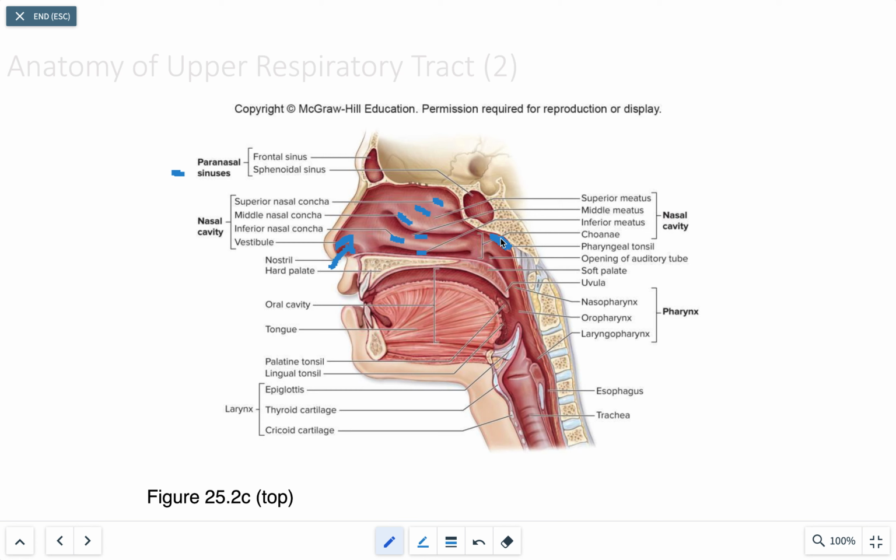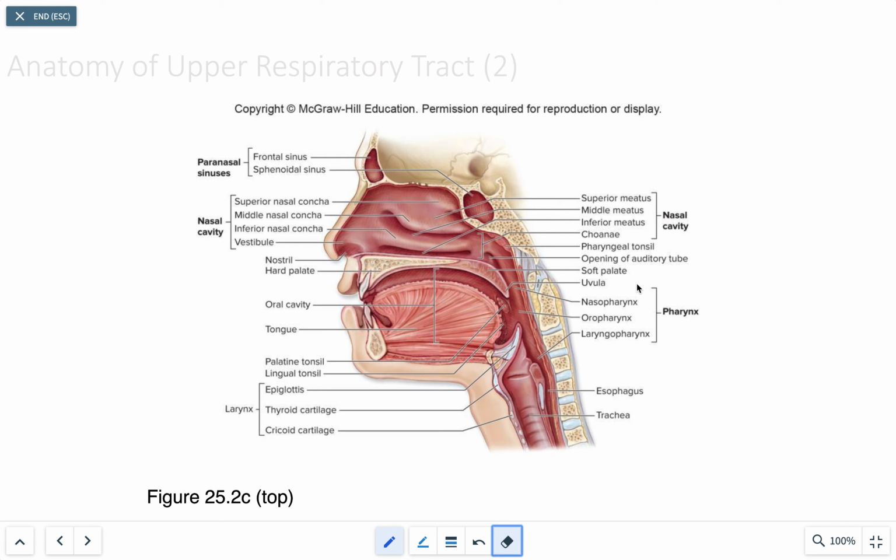This is where we have lymphocytes stored. It's part of the lymphatic system. We also see the opening to the auditory tube. And the upper 1/3 of the nasal cavity is protected from the soft palate. And then at the bottom, we see the uvula.